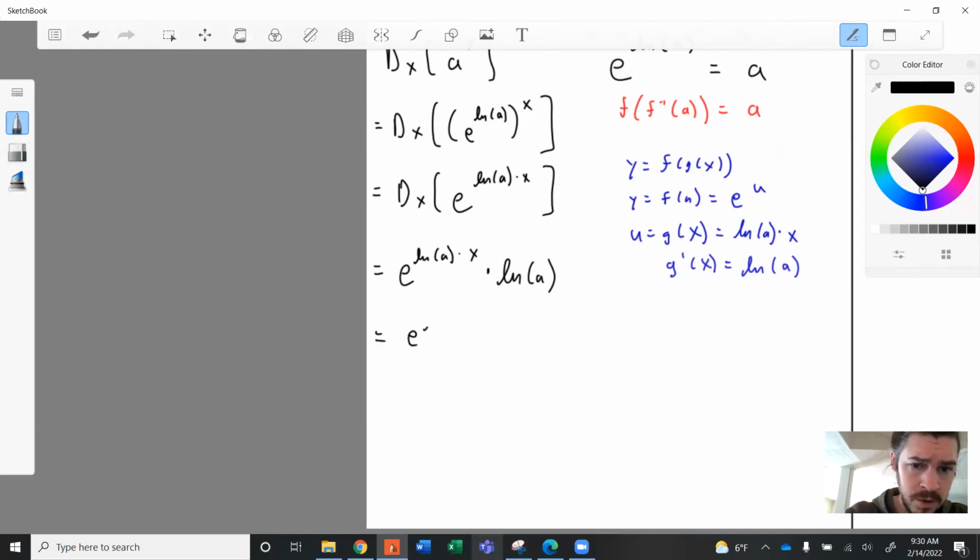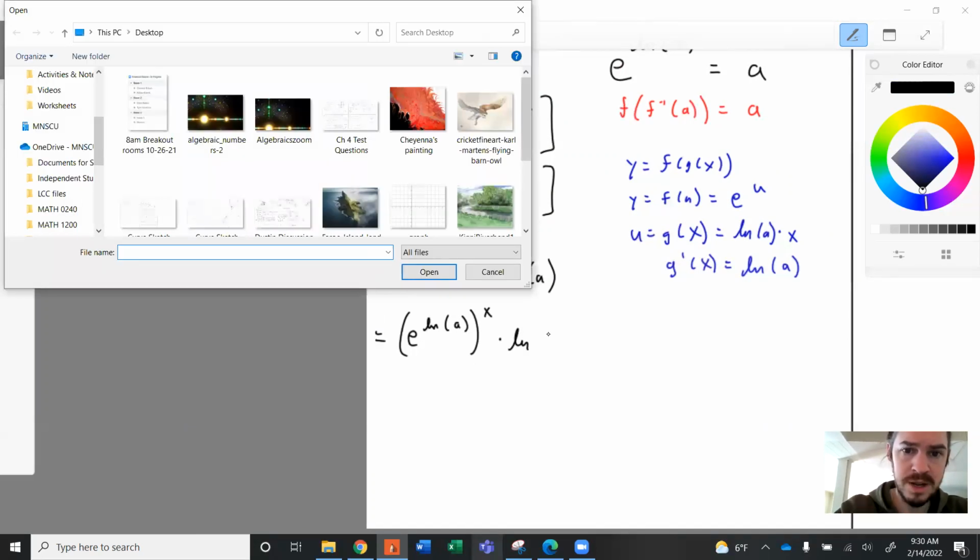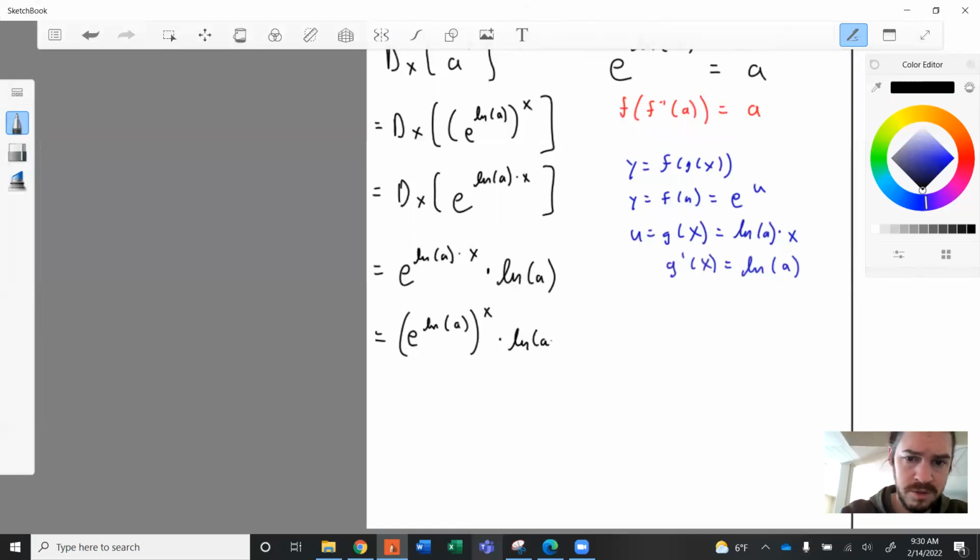So the first thing I'm going to do is take this product, natural log of a times x, and break that out into a power of a power, right? Then times natural log of a down here. Sorry. So there we go.